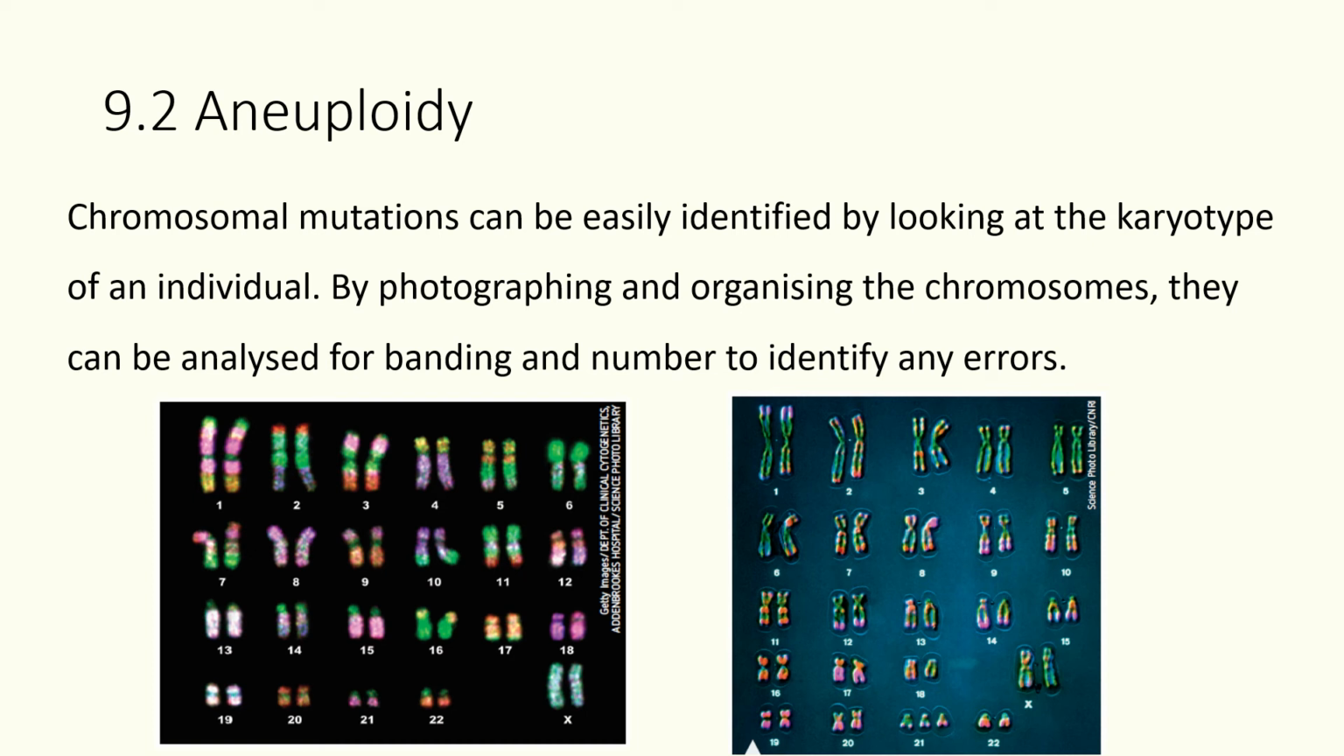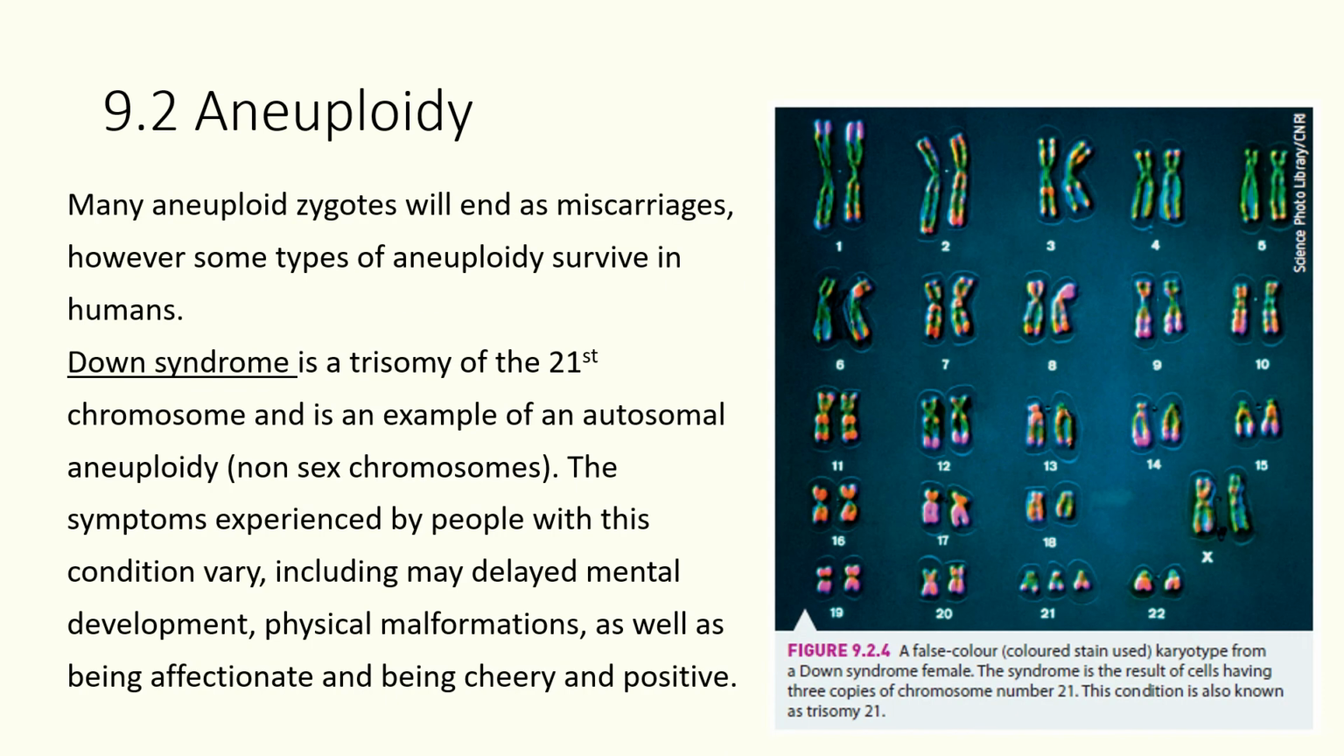If we look at the second example, this person is aneuploid for chromosome 21. If you have a look down the bottom there, they have 3 copies of chromosome 21, known as trisomy 21, or probably better known as Down syndrome. It, I would say, is the most widely known example of aneuploidy.